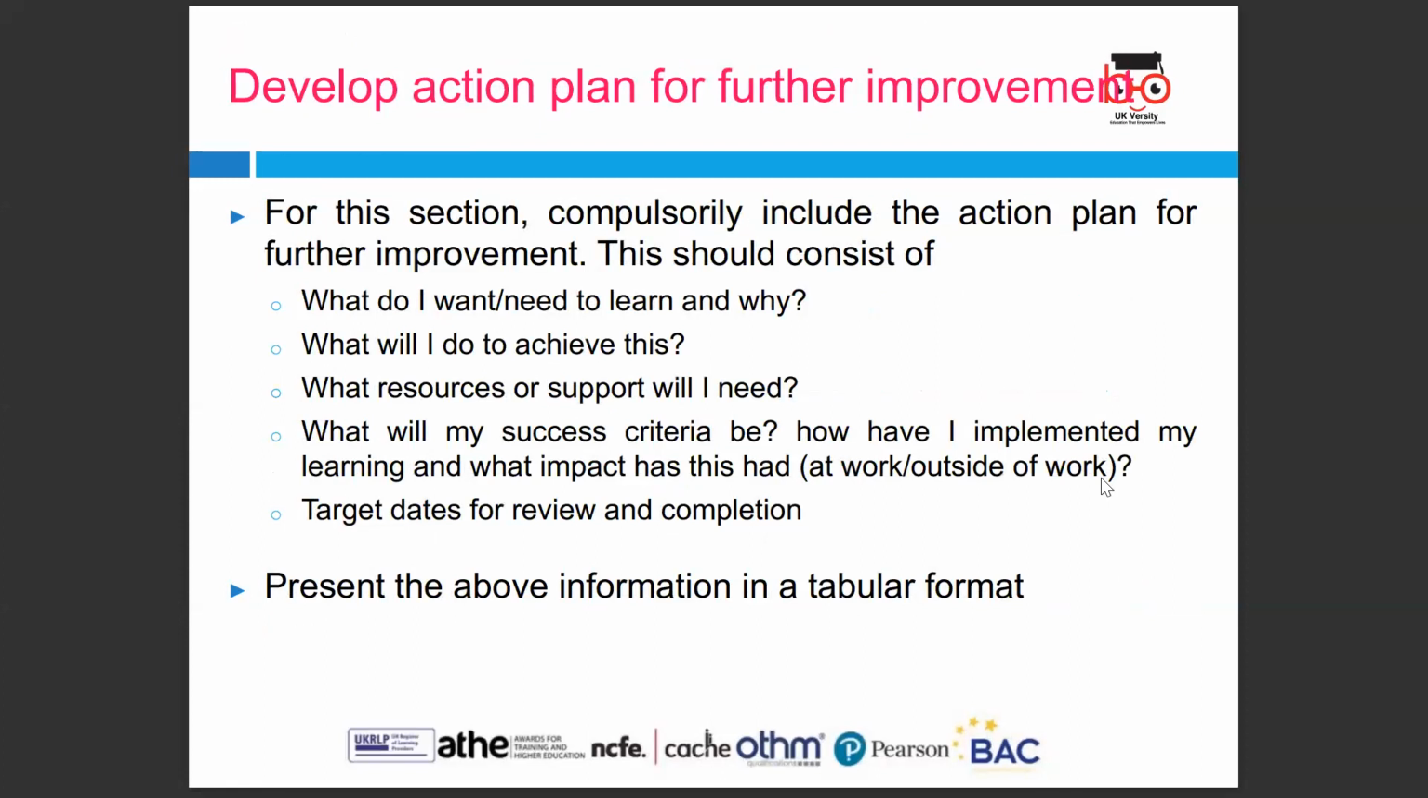Develop an action plan for further improvements. For this section, compulsorily include the action plan for further improvement. So you need an action plan to identify any sort of further improvements. What do I need to learn, and why? What will I do to achieve this? And this was the diagram on learning outcome 6 that we looked at.